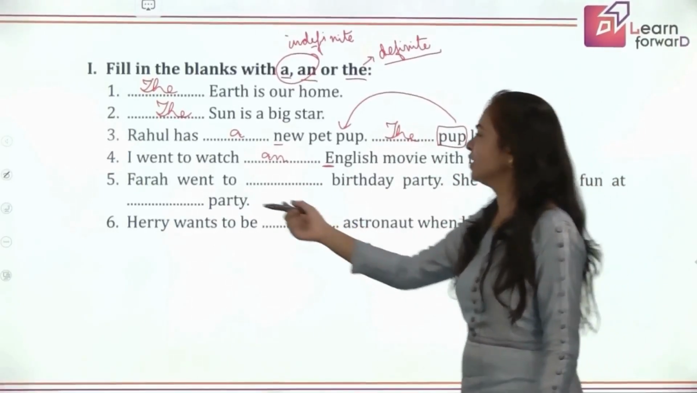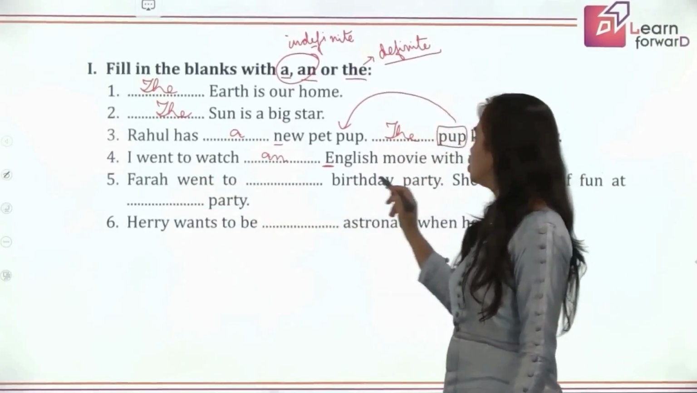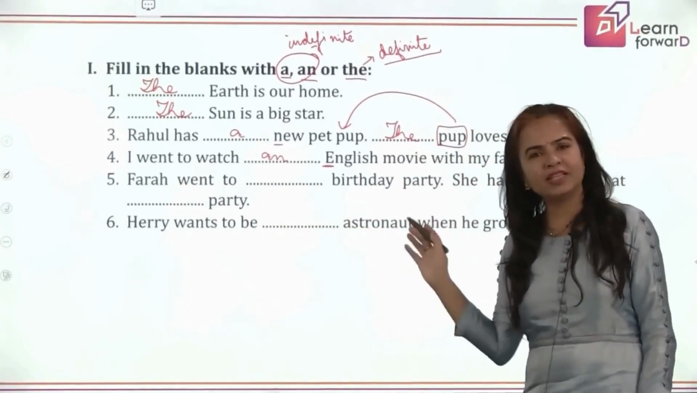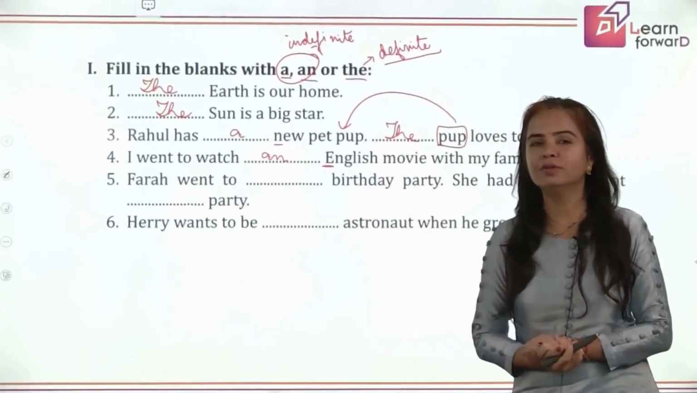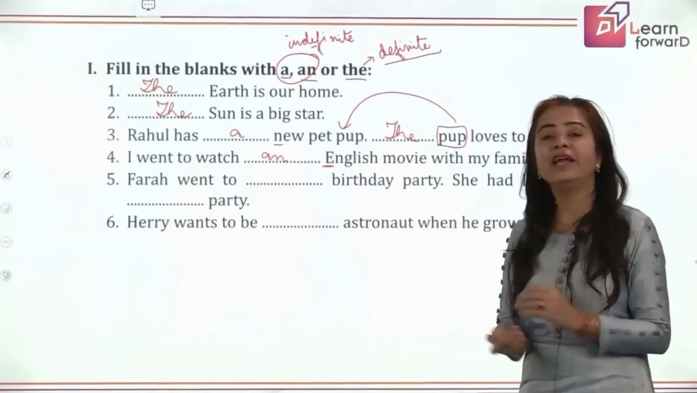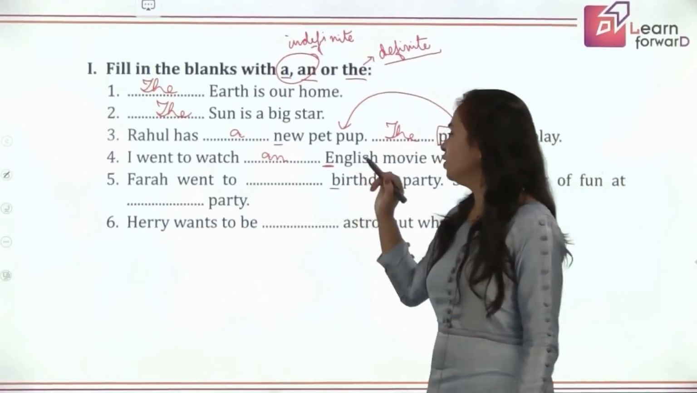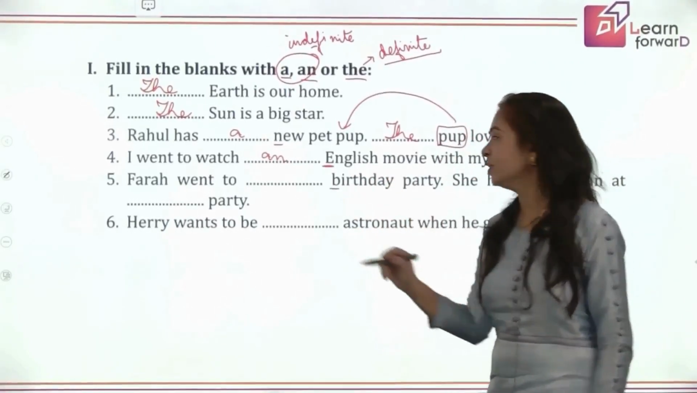Let's move to the next. Farah went to dash birthday party. So is it mentioned which birthday party she went to? No. So it's indefinite. We'll be looking at this. It is a consonant sound.